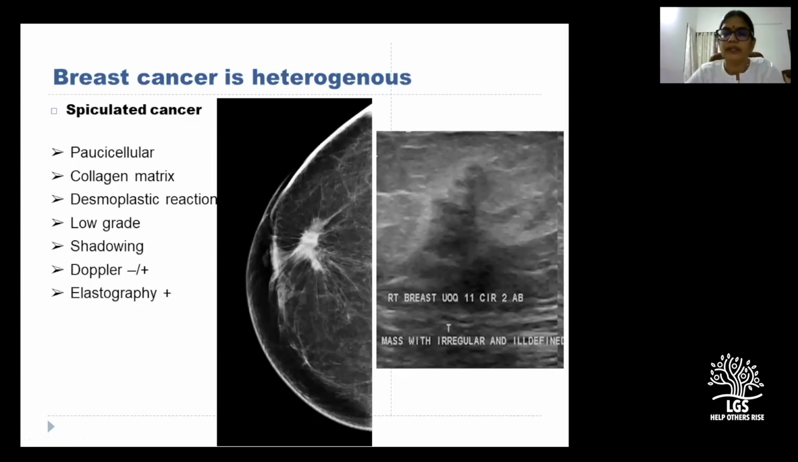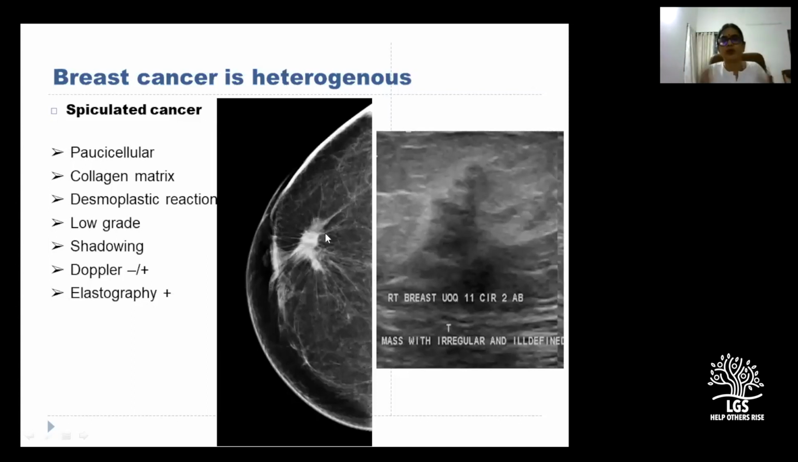So if you look at a typical Bailey and Love, understanding what we studied in our early days, we talked about scirrhous cancers, isn't it? Something we know classically in a mammogram, the spiculated lesion. So what is the spiculation all about? The spiculation is all about the desmoplastic reaction that happens because of the tumor.